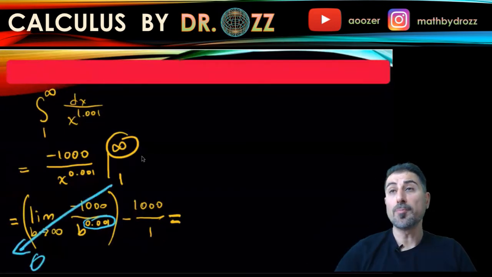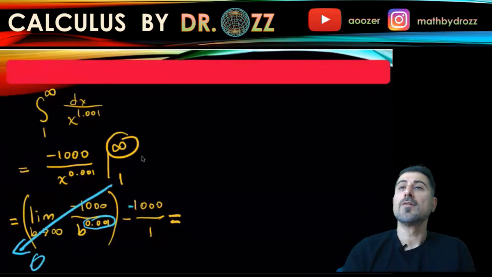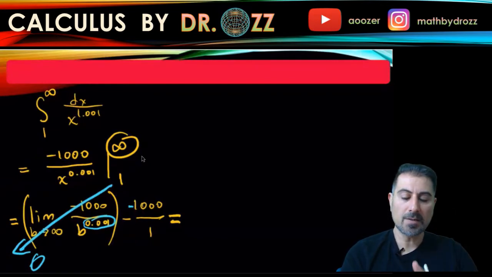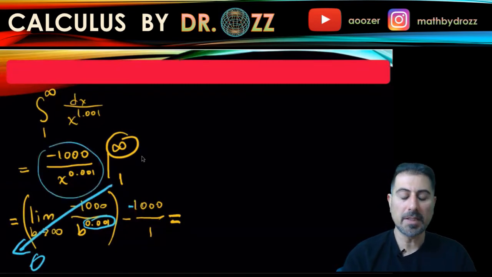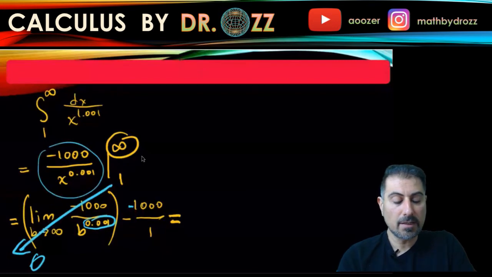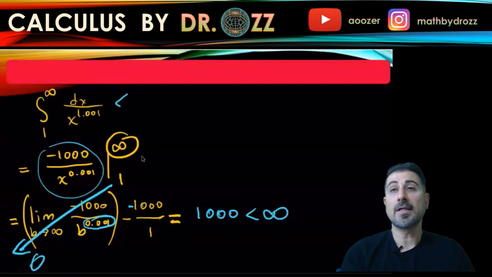Okay, when you pass the limit, and as you see that, by the way, I forgot to put another minus here. Please note there's a typo here because it's minus 1 plugged into this expression. That makes it negative 1000. So that takes you to 1000, and 1000 is a finite number. So then this is a finite number.